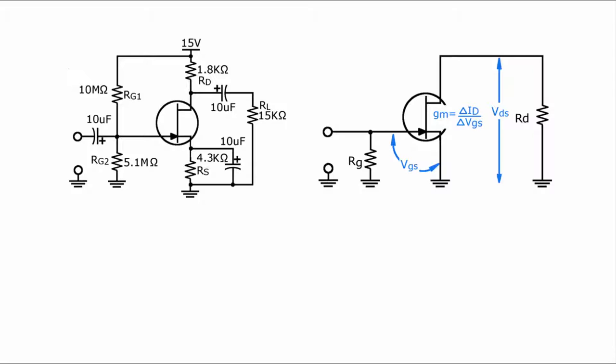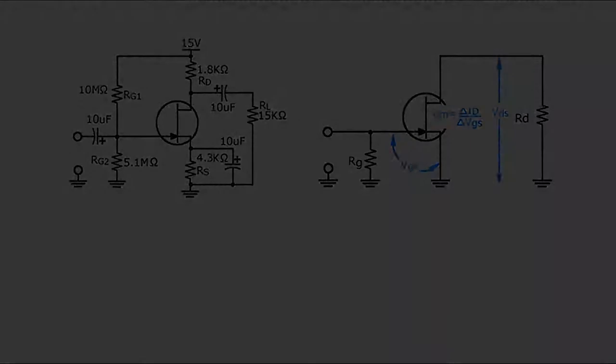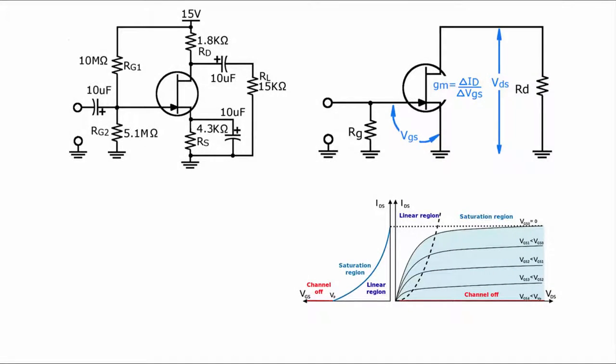And it's also excellent at impedance matching, because that reverse bias gate has a very high input impedance, and the output impedance can be matched with resistors pretty easily. So how exactly does a JFET do its magic and amplify a small signal?